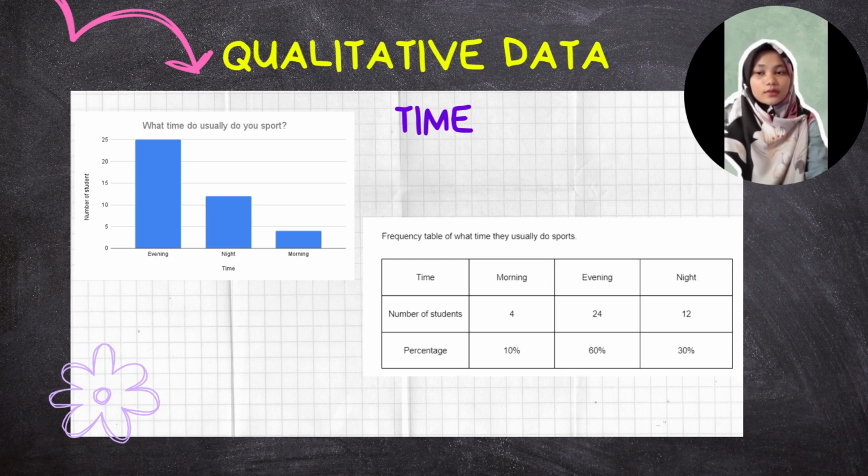and lastly morning. And here you can also see the frequency table, the number of students that choose morning is 4 people, evening is 24 people, and night is 12 people. Their percentage is 10% for morning, 60% for evening, and 30% for night.